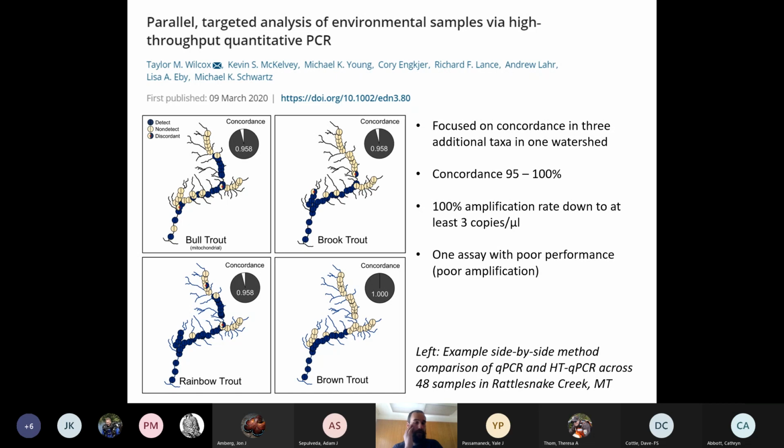I will note that we found that there was one assay that had poor performance when we put it on the high throughput qPCR platform. And that was an assay for West Slope cutthroat trout that I don't have results for here. That was kind of a flattened amplification curve that made calling positives potentially ambiguous. And so we didn't include those analyses here.